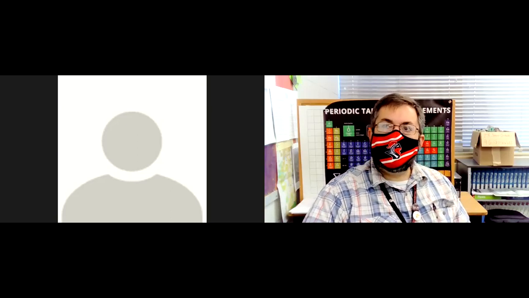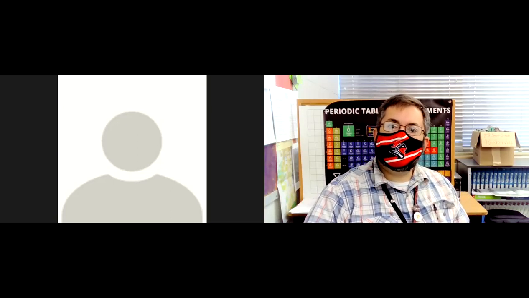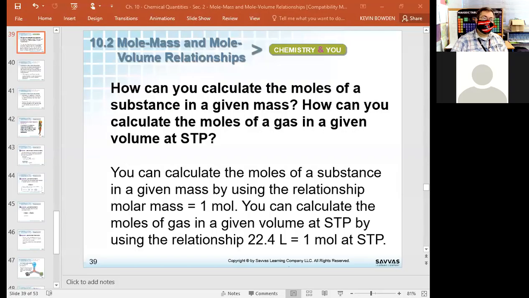So yesterday we looked at the relationship between how much of something you have in terms of how big it is, and how many of those things you have if you count them up to 6.02 times 10 to the 23rd, which of course you're never going to count, but you can count by moles.